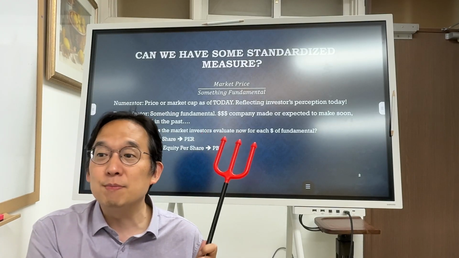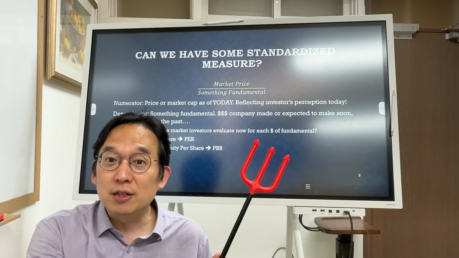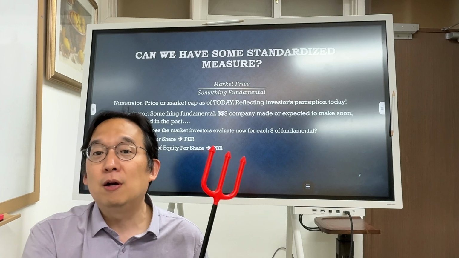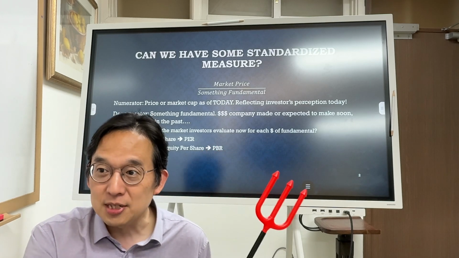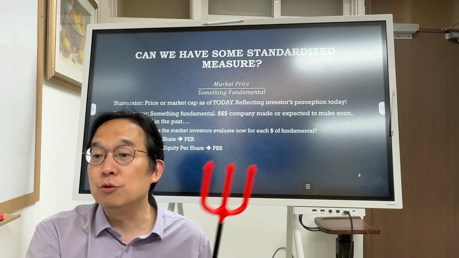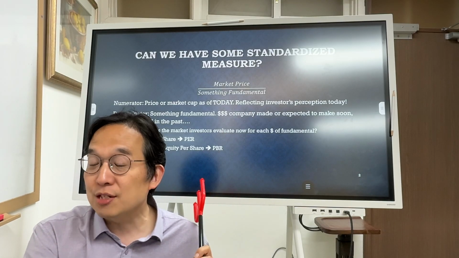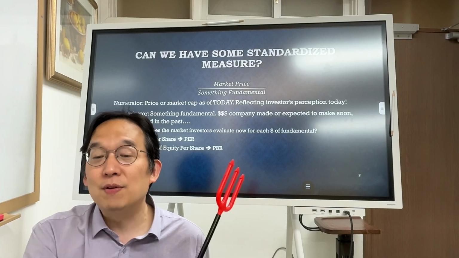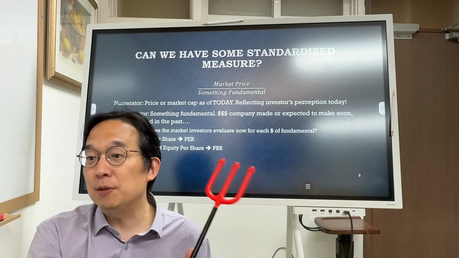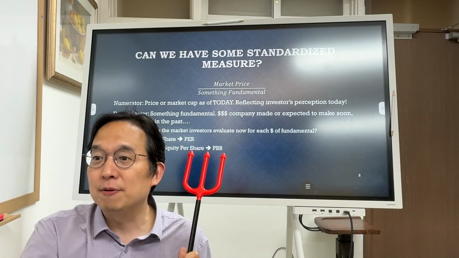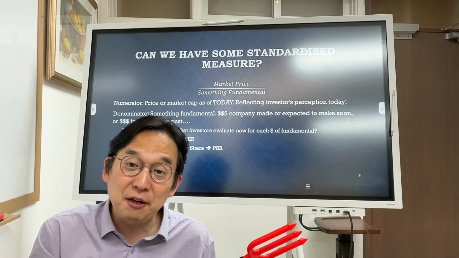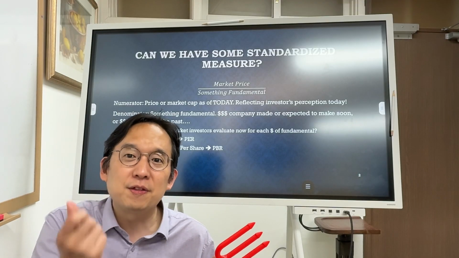Can we have some standardized measure of a stock so that we can determine easily which one is overvalued versus undervalued? Now there, our approach was to standardize our market price using some fundamental variables. So the numerator is usually a price or market cap as of today. Why? To reflect investors' perception today. And then the denominator was something fundamental. Well, that is, for example, the money the company made or expected to make soon in terms of accounting earnings, the real thing that you got.